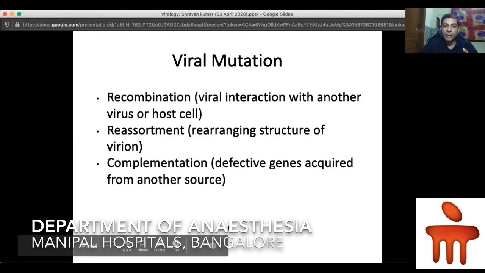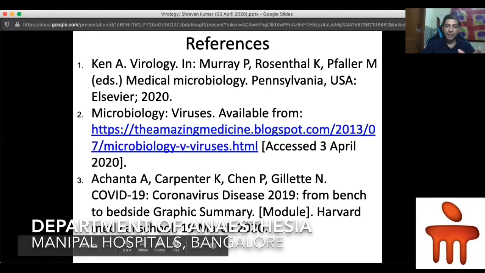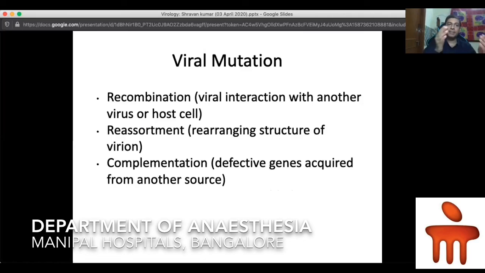So in complementation, what ends up happening is there is a deficiency of a particular virus, and because it is deficient, it needs another input, either from the host cell or from a different virus, to complement the current genes. And only with that presence, it can actually obtain its virulence. So with this, I have come to the end of my presentation.